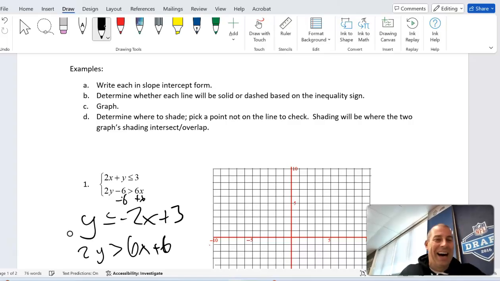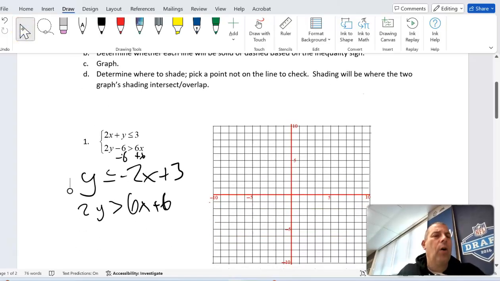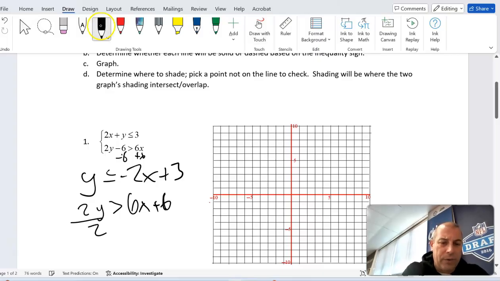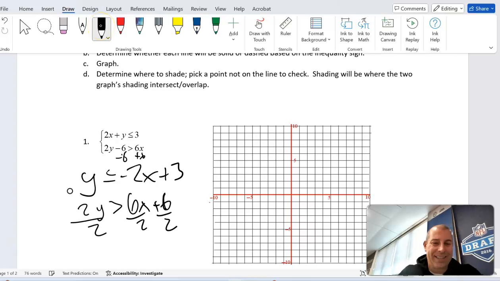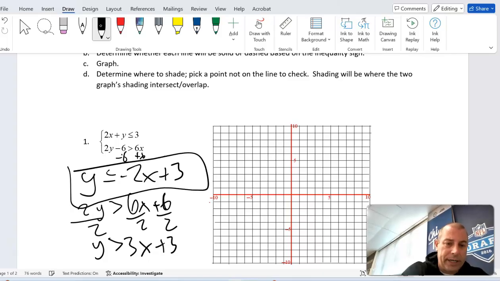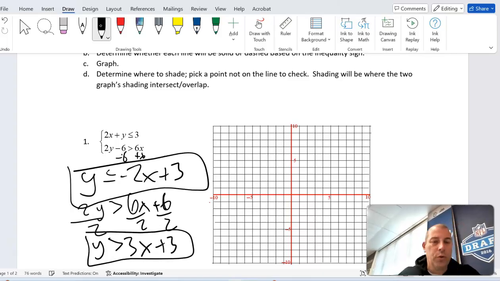Okay, and then, well, slope-intercept form. So we need to divide everyone by 2. Oh, how nice. All right, so y is greater than 3x plus 3. Okay. All right. So we're ready to graph. So I've got contestant number 1 here, and I've got contestant number 2 here. So let's go up to 3. 1, 2, 3. There's my dots.